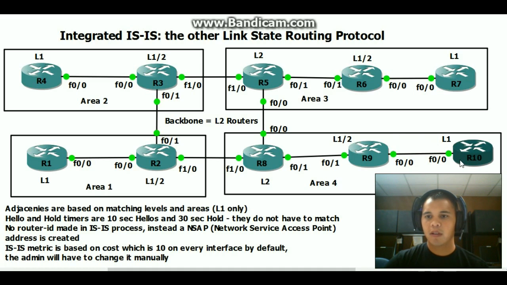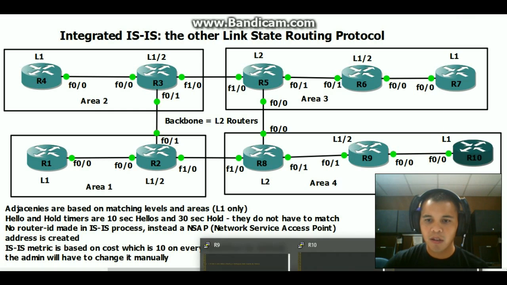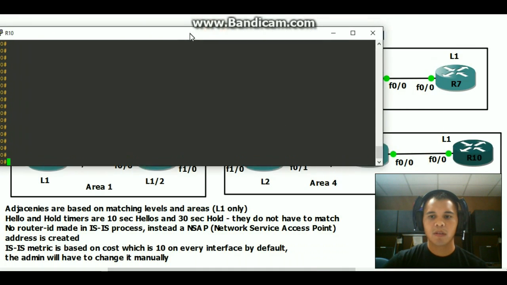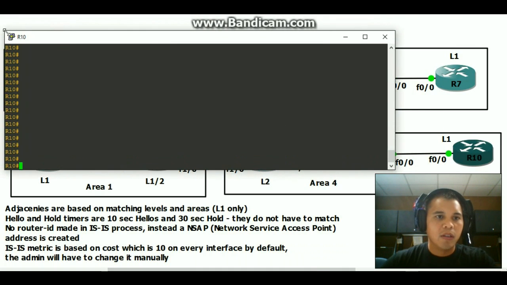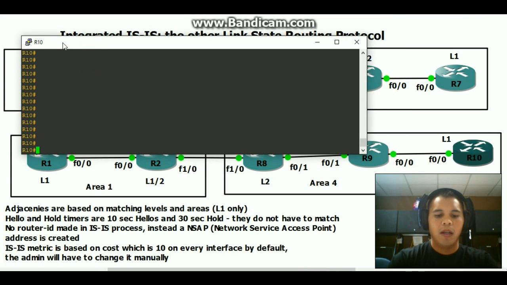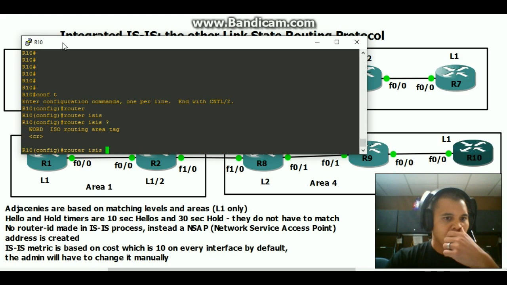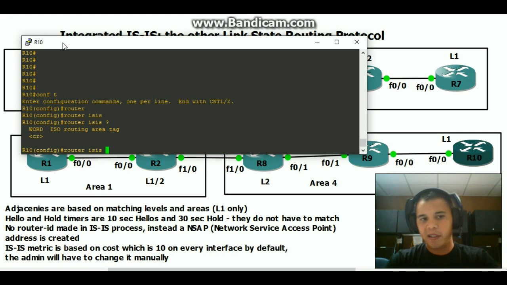So we'll start with router 10, which I think is up already. Here it is. Bring it into screen. And IP addresses are already configured. So config t, router ISIS, and then hit question mark. I could hit enter right now, but it says an area tag, which is locally significant. So I'm just going to say 10.